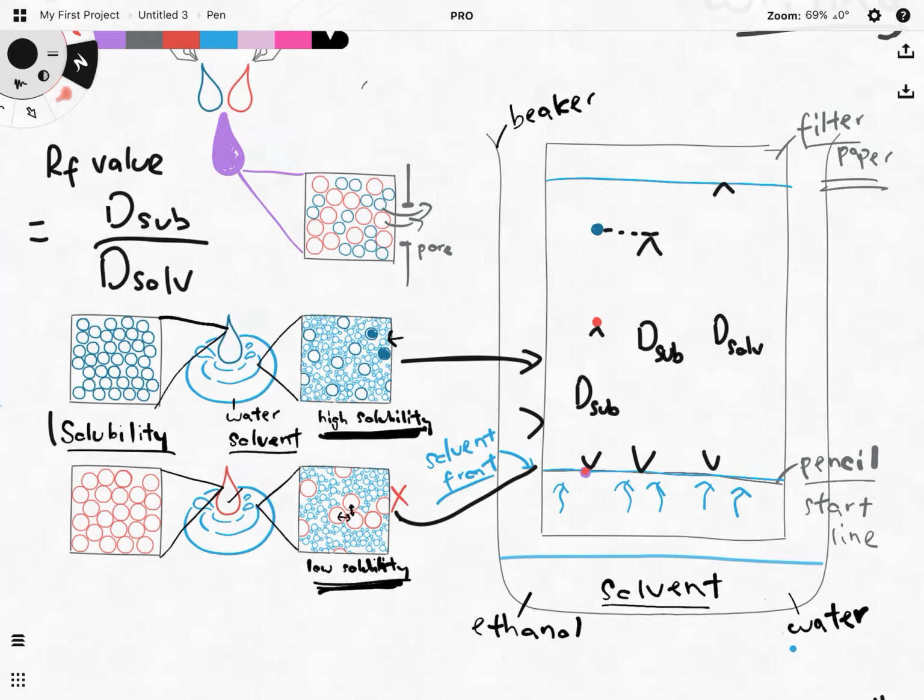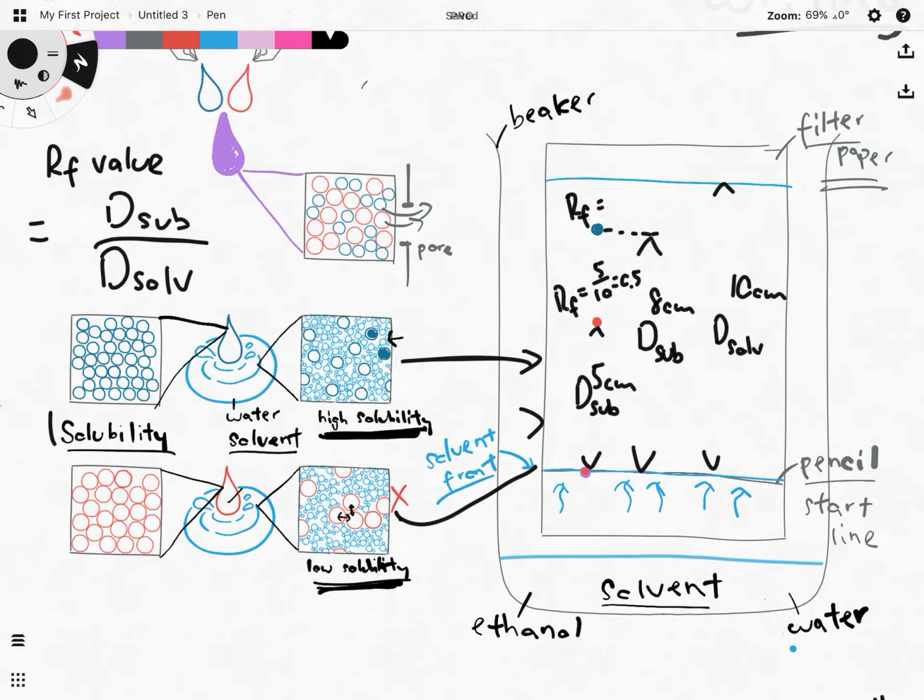Okay, so let's think. Let's say the distance traveled by the solvent front is 10 cm. Let's say the distance traveled by the blue ink is maybe 8 cm. Distance traveled by the red ink is maybe 5 cm. Okay, if we do the math, 5 divided by 10, for the red ink, the RF value of the red ink is 5 divided by 10, this is 0.5.